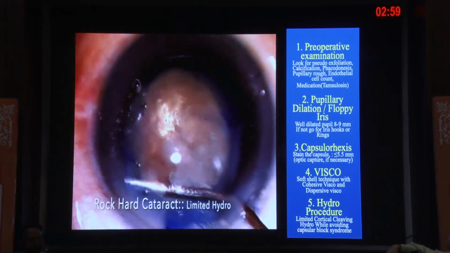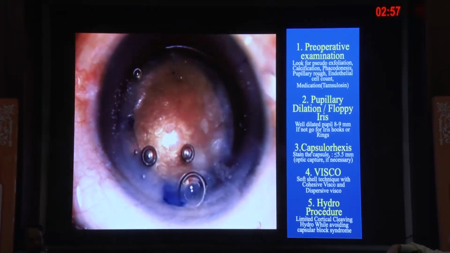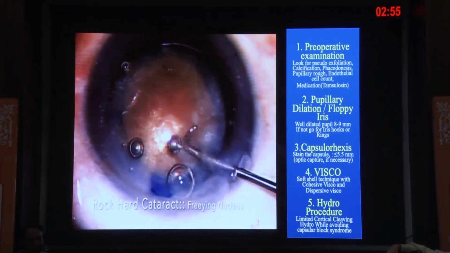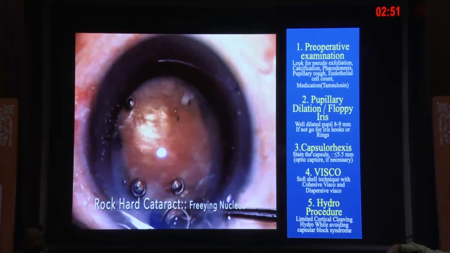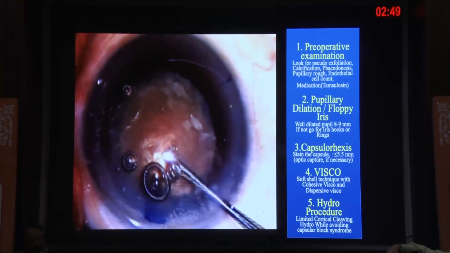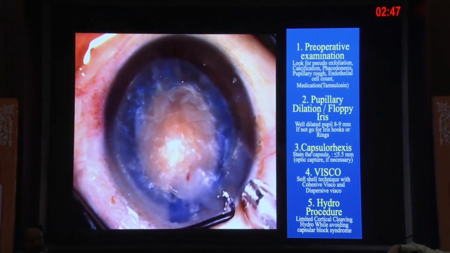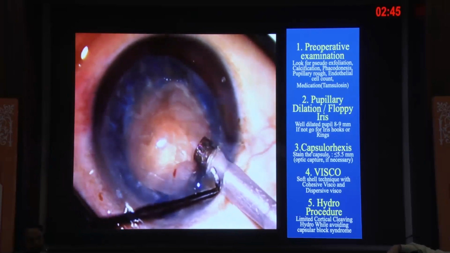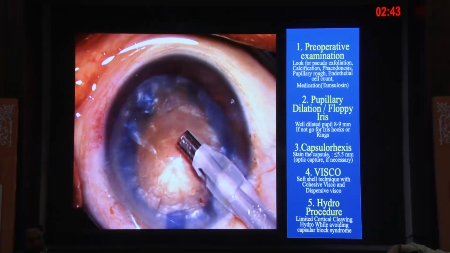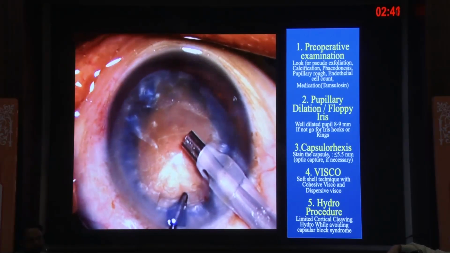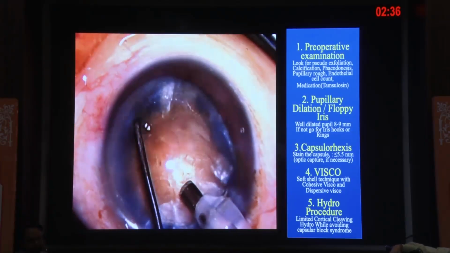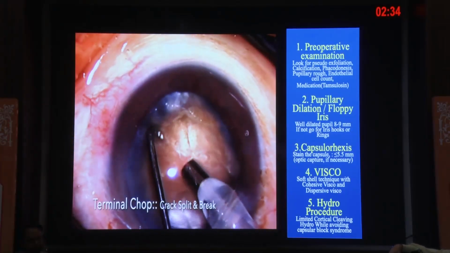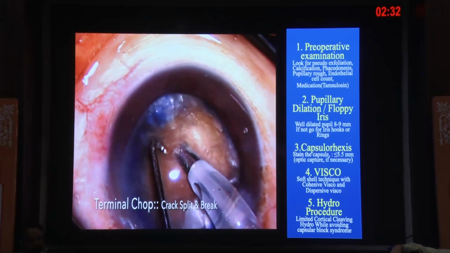So do a good and minimal hydrodissection, hydrodelineation if possible, and try to rotate the nucleus. Rotate the nucleus before you start the chopping because you have to have a free nucleus within the capsular bag. And then the tip of the phaco probe has to be exposed at least 2 millimeter minimum because you have to penetrate the nucleus well into the deep nucleus, or maybe horizontally a little larger depth.